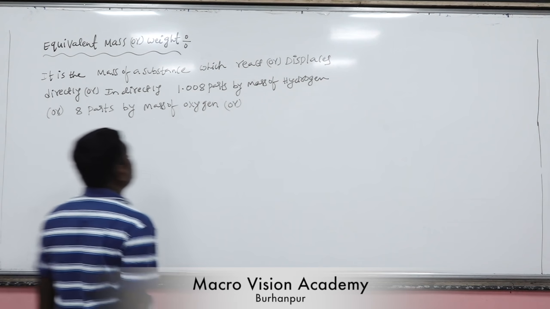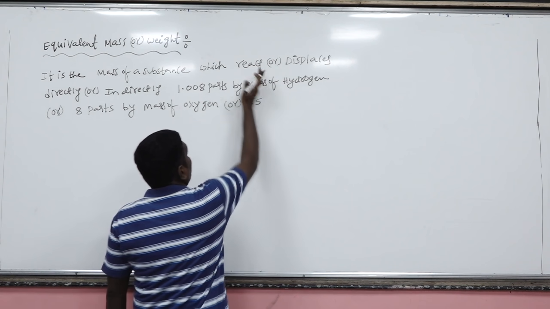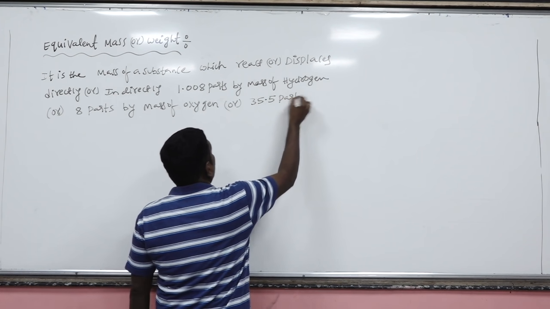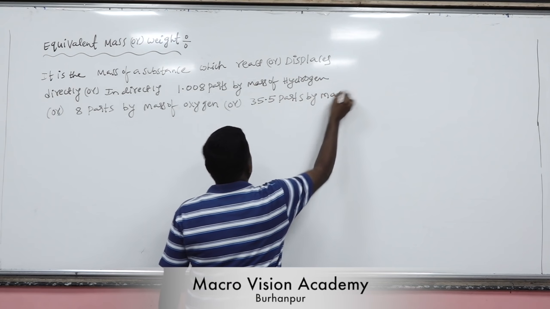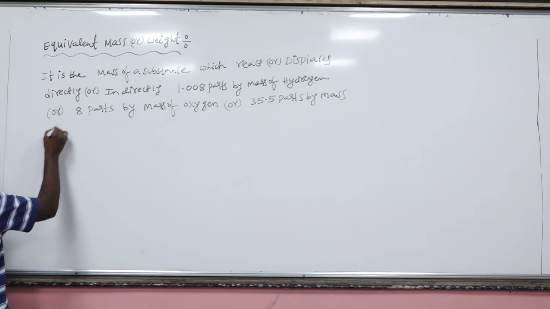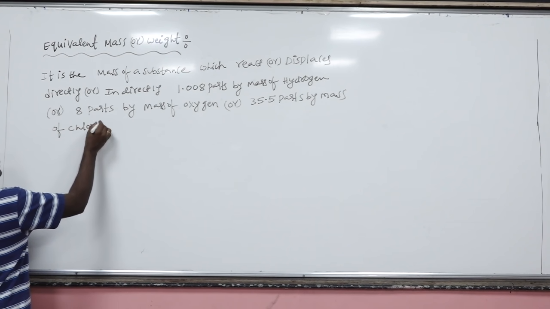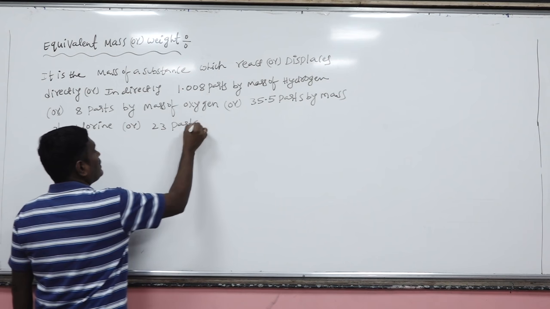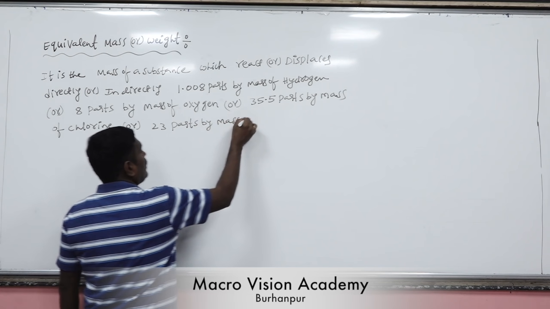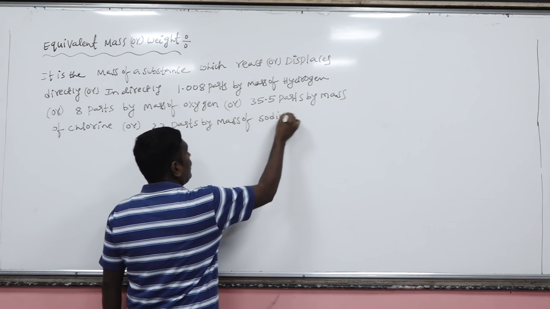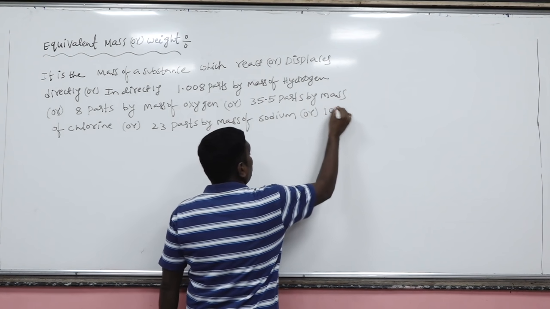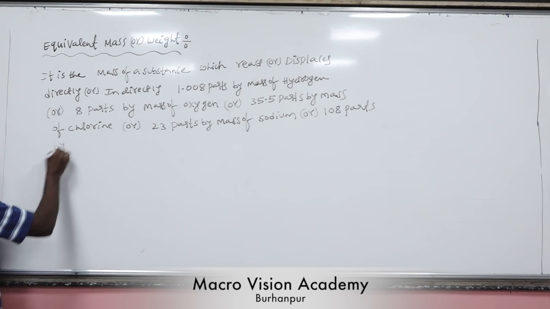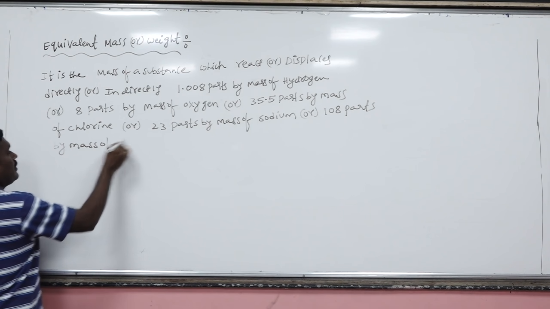or 35.5 parts by mass of chlorine, or 23 parts by mass of sodium metal, or 108 parts by mass of silver.